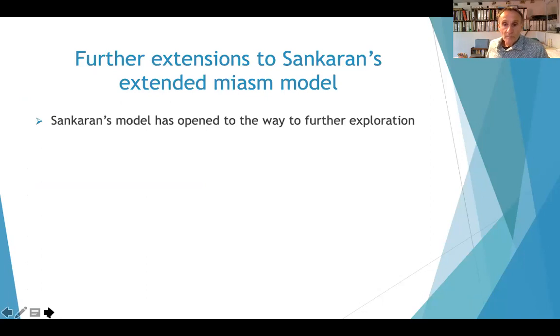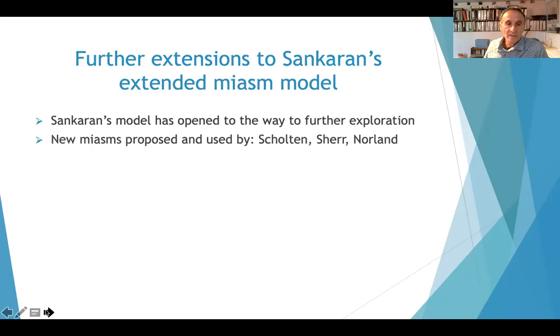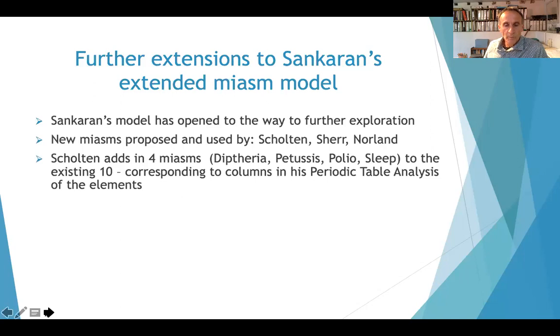So if somebody makes a major breakthrough like Sankaran has done with this extended model, it's opened the way to further exploration. And other homeopaths like Scholten and Scherr have proposed other miasms. Scholten adds in an extra 4 miasms, particularly used in his columns in the periodic table analysis: diphtheria, pertussis, polio, and sleep.